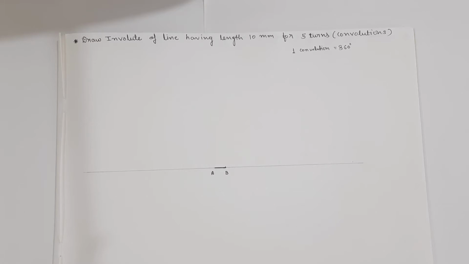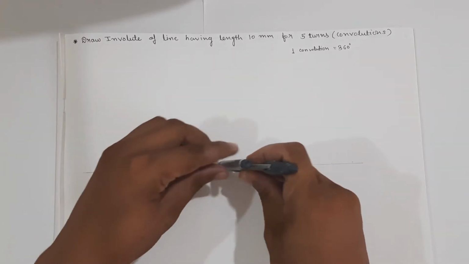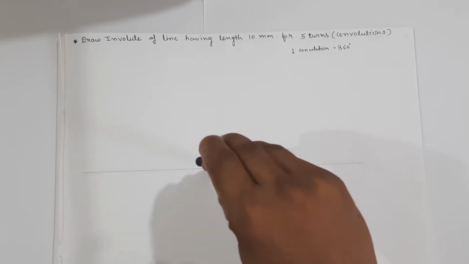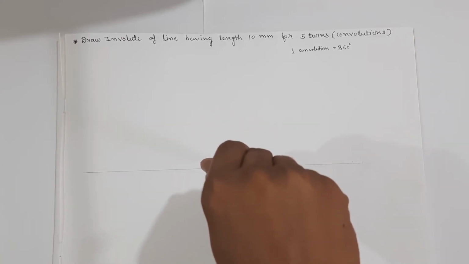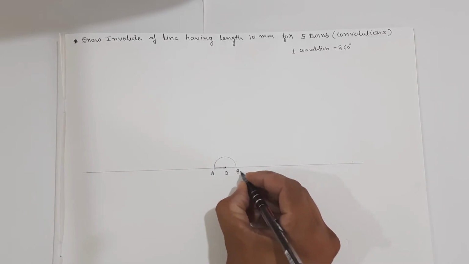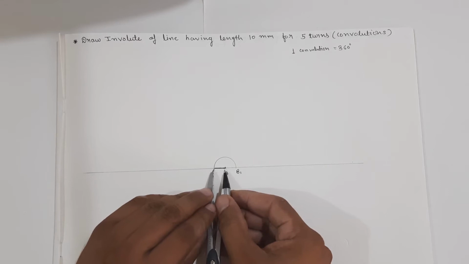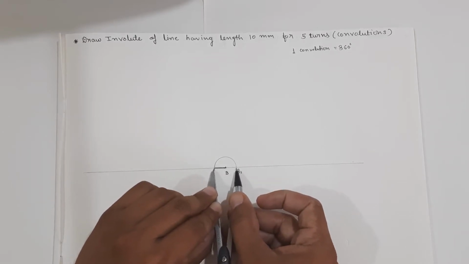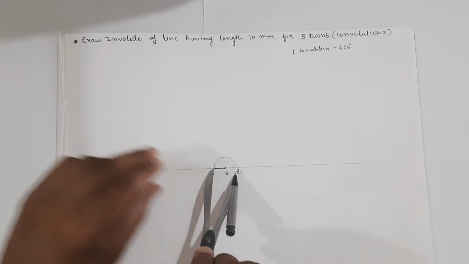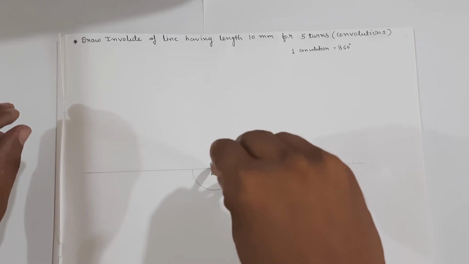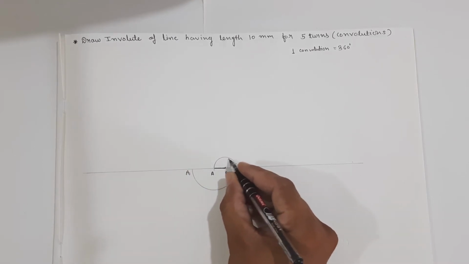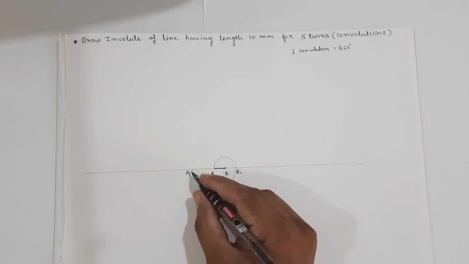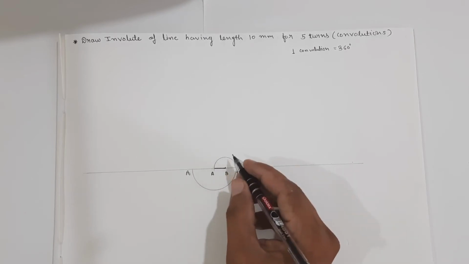Now take the rounder, measure the distance from B to A and give an arc like this. Let us say this point is B1. Now change the center to A, measure the distance from A to B1 and give an arc. This is A1. So this is a half turn, that is 180 degrees, and a full turn, that is 360 degrees. Now we have completed one convolution.